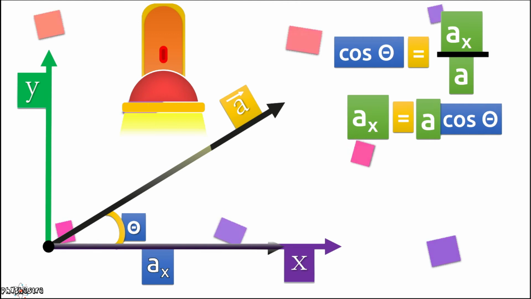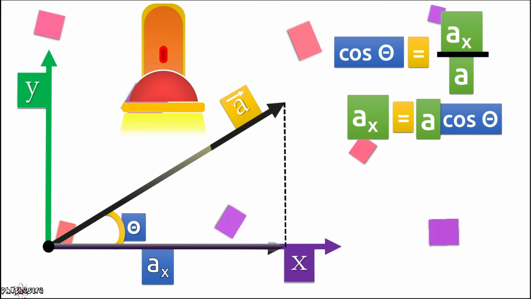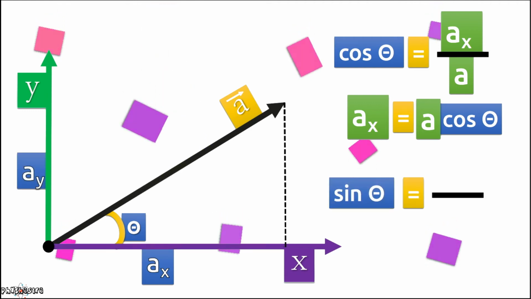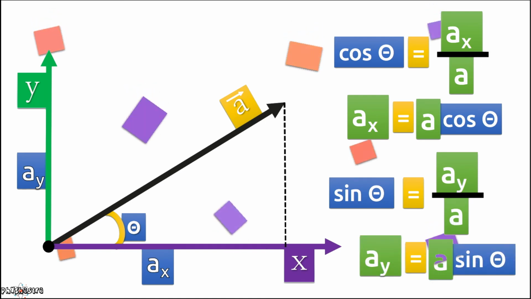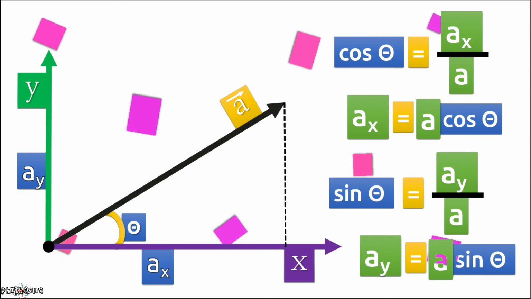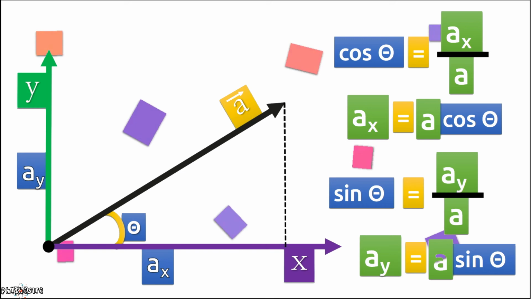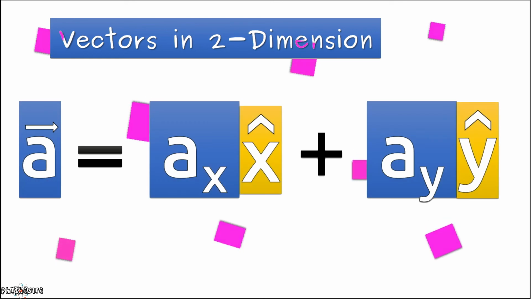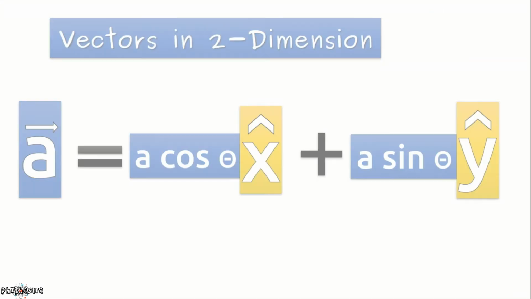Similarly, we draw the imaginary line parallel to Ay. Then we again find sin theta. We get Ay upon A, and therefore we get the y component Ay equals A sin theta. And always remember that the angle at which the vector is pointing is the direction of the vector. Now look at this primary method to find the components of the vector, and it is elegant as it looks. Let us go through a small example.